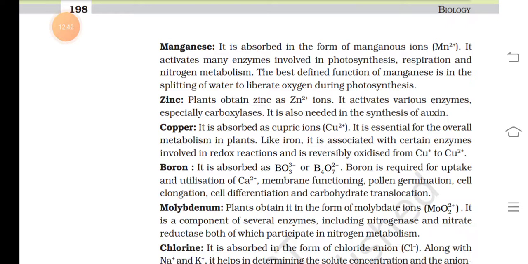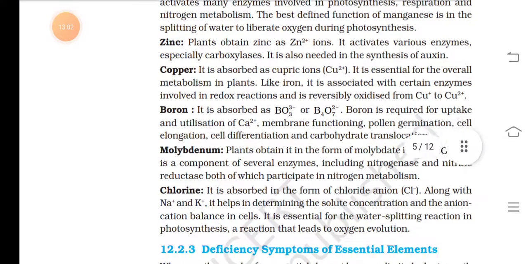Boron. It is absorbed as BO3 or B4O7 minus 2. Boron is required for uptake and utilization of Ca plus 2, membrane functioning, pollen germination, cell elongation, cell differentiation, and carbohydrate translocation.